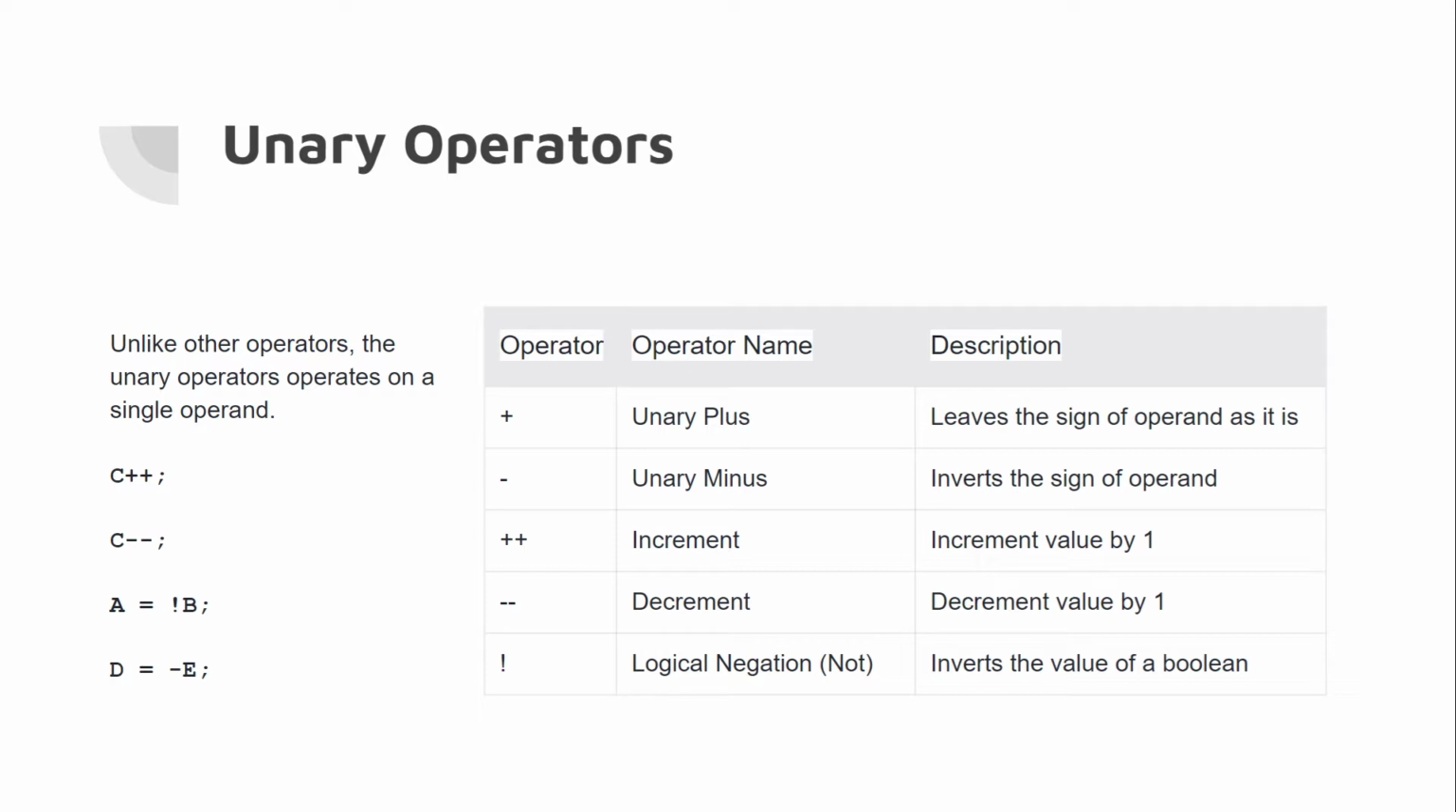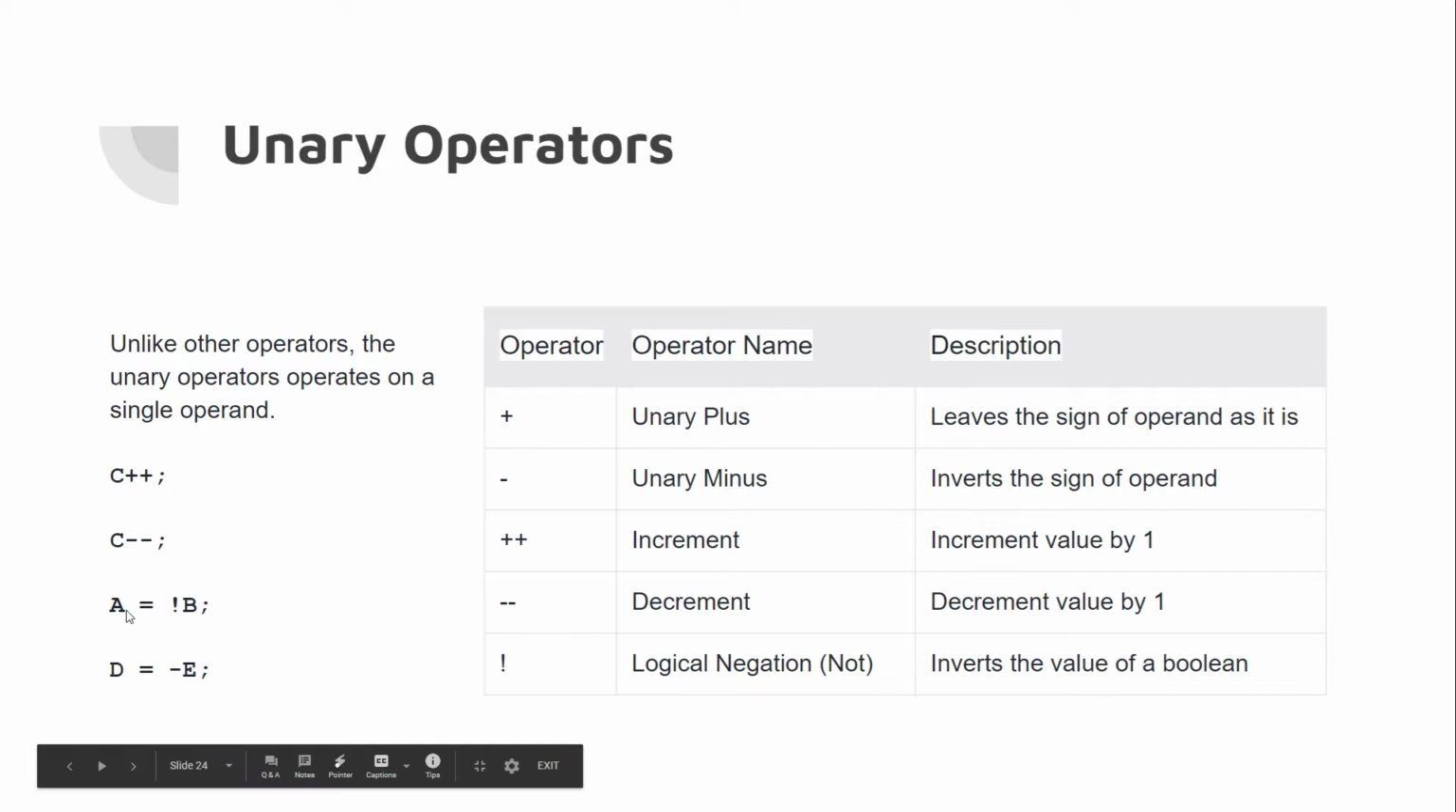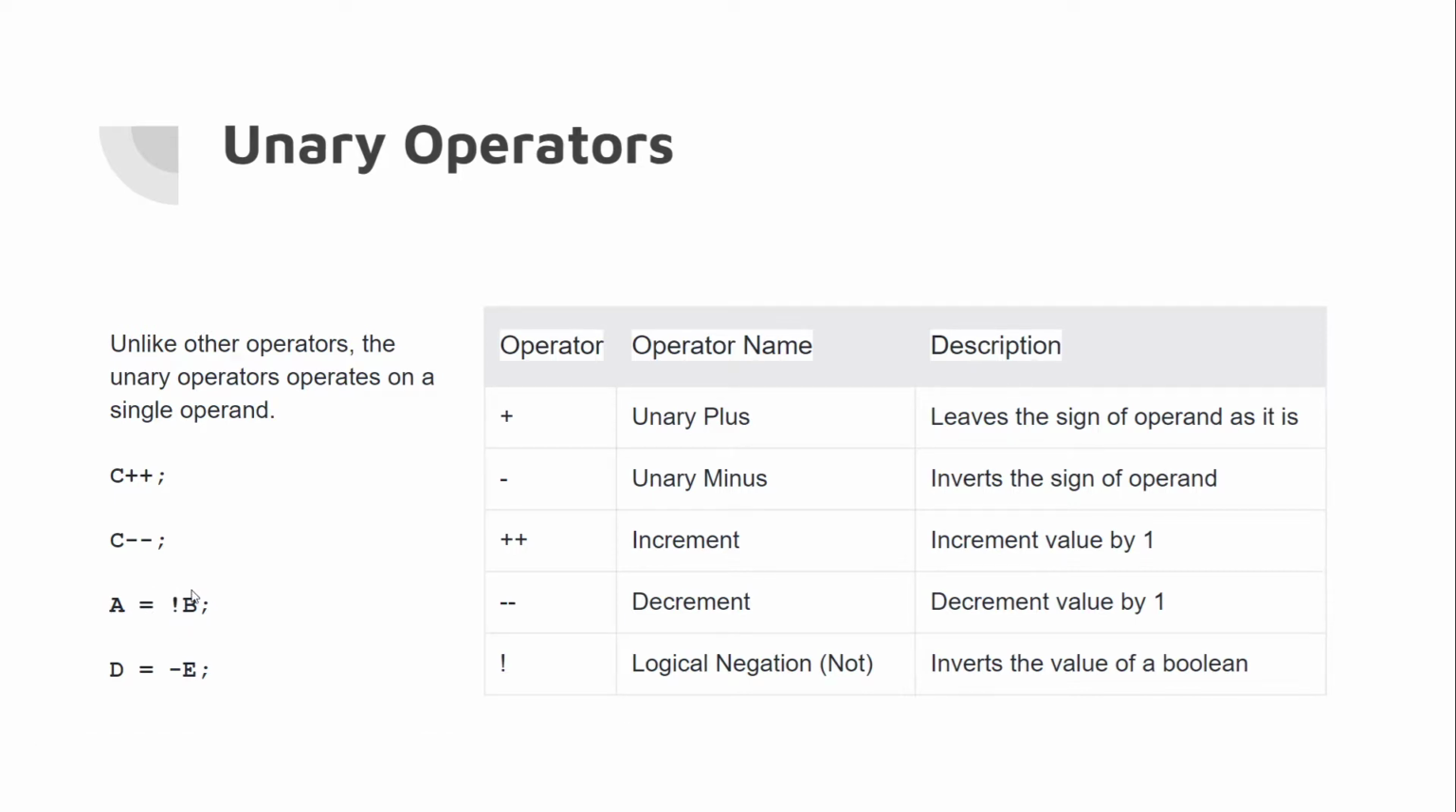Another type of operator, unary operators. Unary operators operate basically on a single operand. Sometimes you'll see them used in a context where they're part of an assignment, but they operate on a single operand. C++, for example, is a classic unary increment. This will take the variable C and increment it. C-- will take this variable C and decrement it. Basically, subtract 1 from it and assign it.